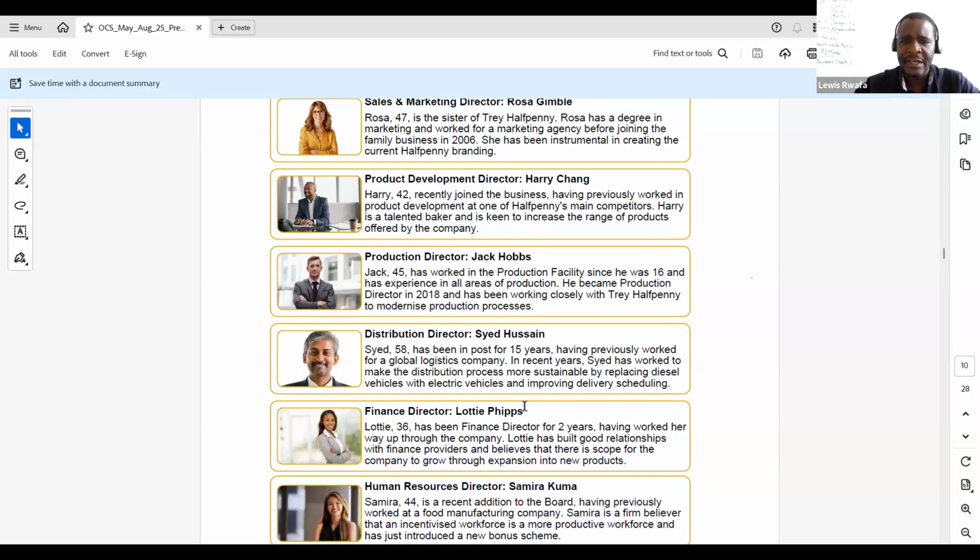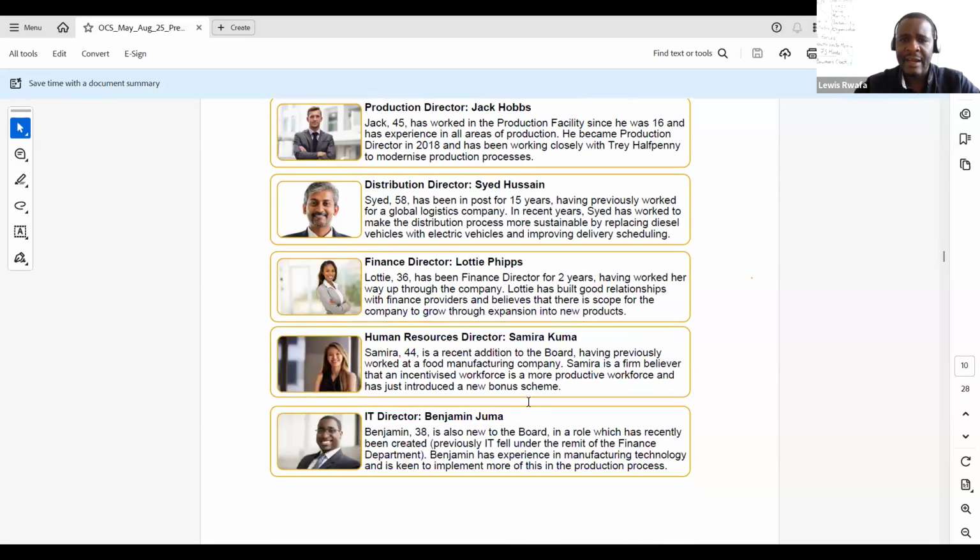Then we have production, there is finance. Like I said, Sumira, she's a firm believer in an incentivized workforce. So again, we need to look at that employee management from an E1 perspective. How do you motivate? How do you incentivize? What are other ways of incentivizing employees? Then something about loyalty here, where it talks about this.